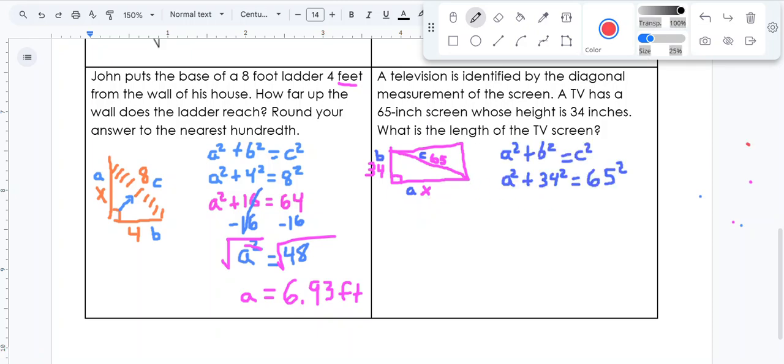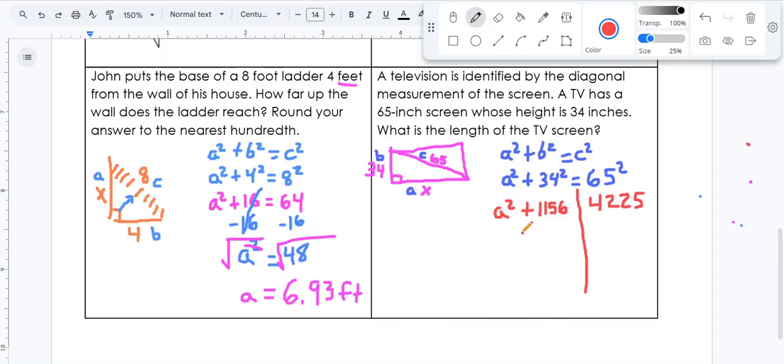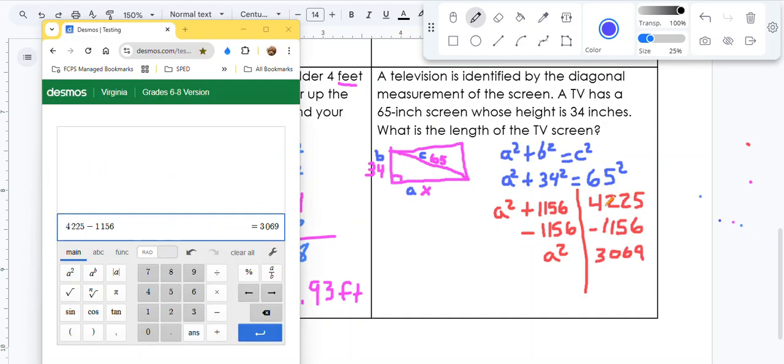All right, so now that it's in my formula, now I can square the numbers that I know, right? So A squared, I don't know what A squared is, so I'm going to keep it A squared. 34 squared is 34 times 34, which is 1,156. And 65 squared is 65 times 65, which is 4,225. All right, so now I want to get A by itself, remember? So I want to do minus 1,156 to both sides to leave me with A squared by itself. And when I do that, I do 4,225 minus 1,156, I get 3,069.